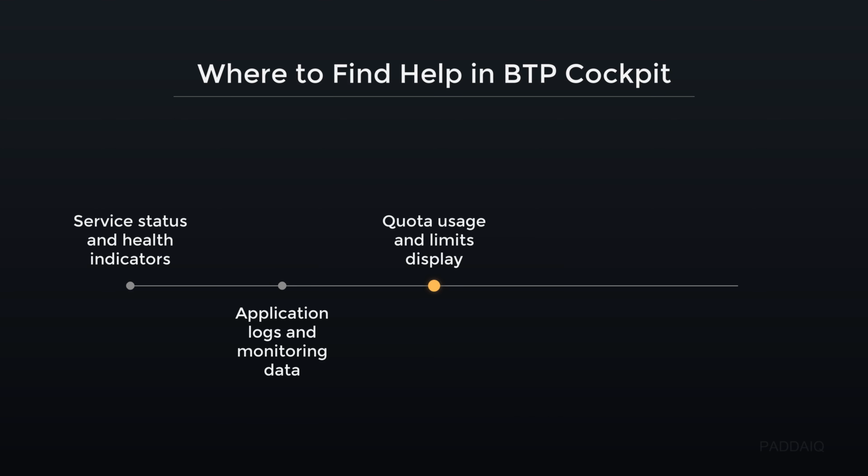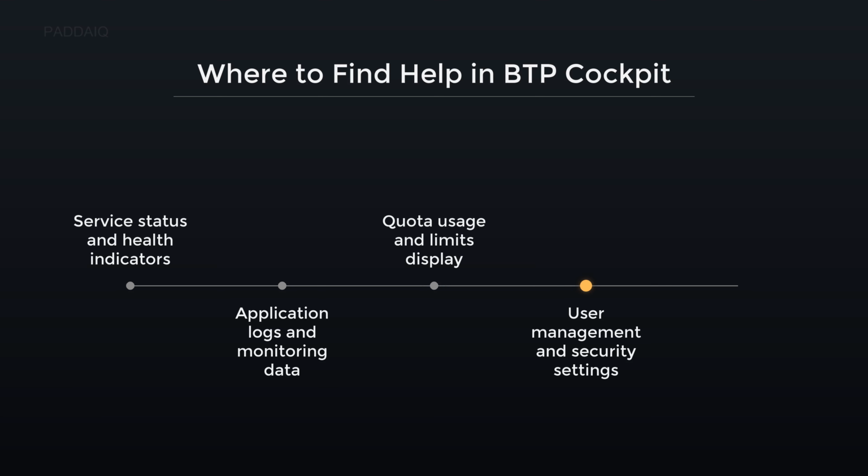Quota usage and limits display. This shows your current resource consumption against your account's maximum allowances. For example, if your account has 10 GB of memory, it will show how much you have used, like 4 GB, so you can plan accordingly. Monitoring this helps prevent service interruptions and ensures efficient resource management.